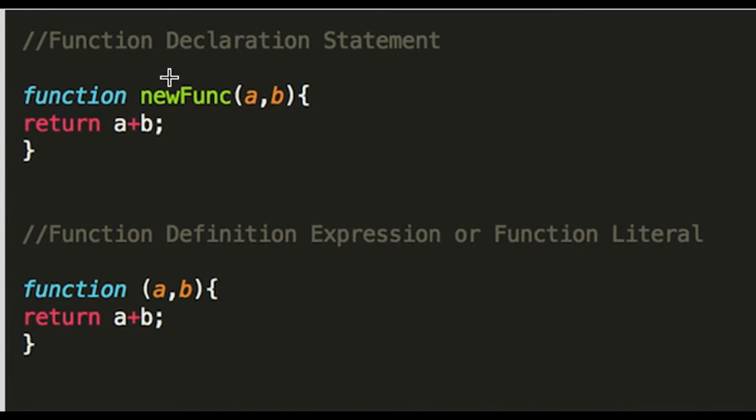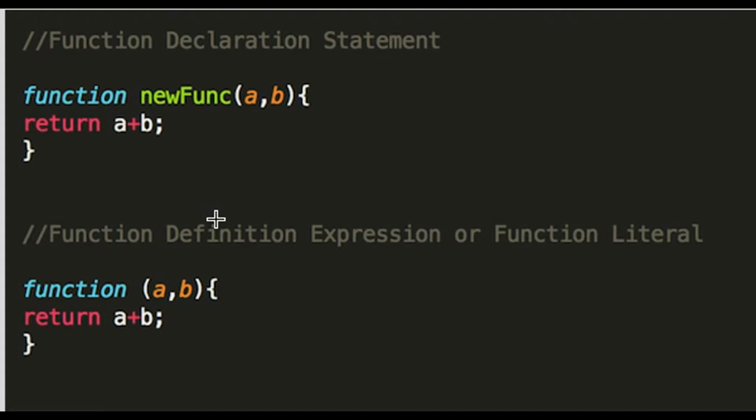Now, if you look at a function declaration statement of JavaScript, it's very similar to other languages. You basically have the function keyword and you give the name of your function, you have your parameters, and in this case we are just adding the 2 parameters and returning the result. And we can invoke this function by calling it by this name.